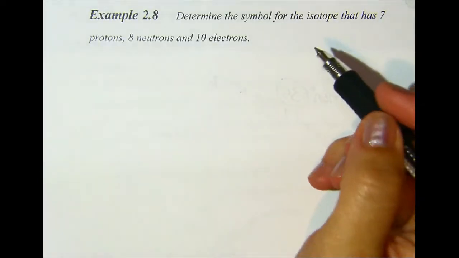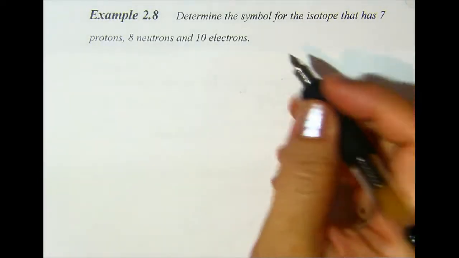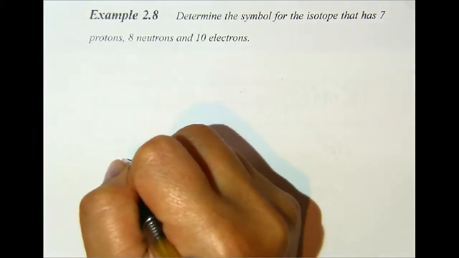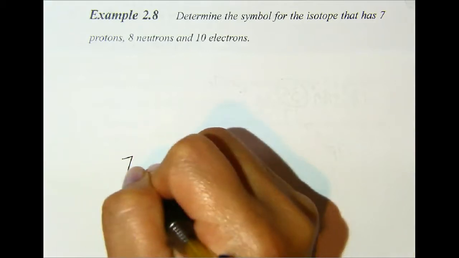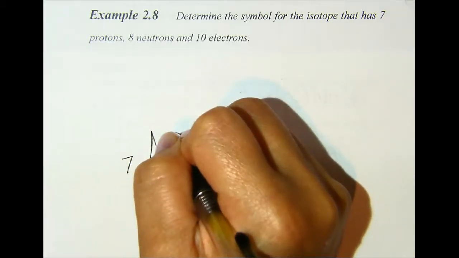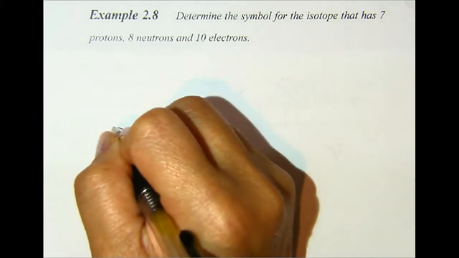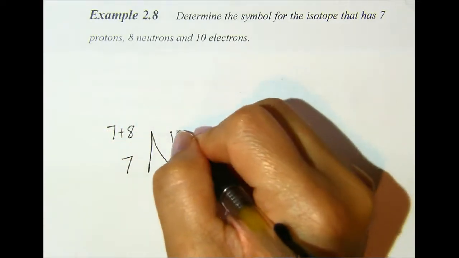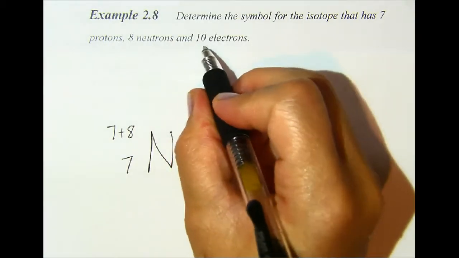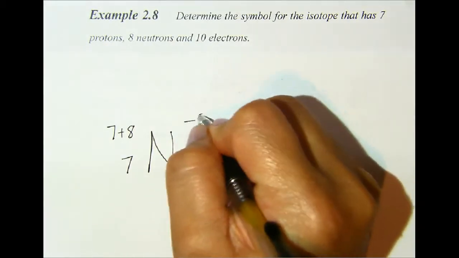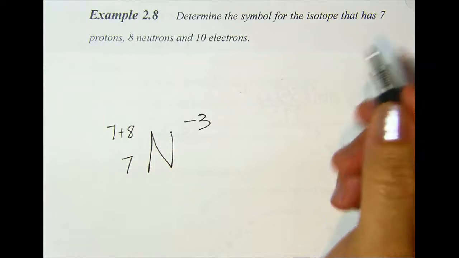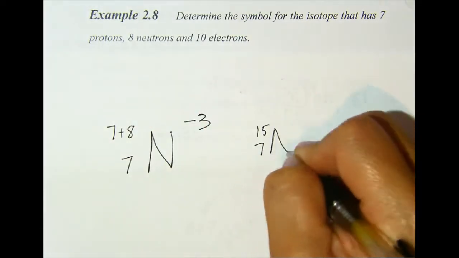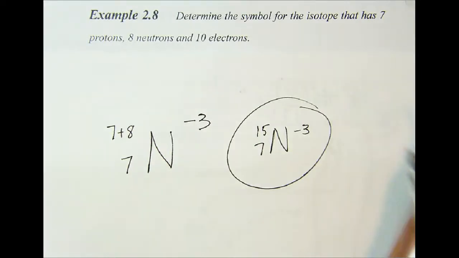Example 2.8. Determine the symbol for the isotope that has 7 protons, 8 neutrons, and 10 electrons. So first of all, we put our protons here, and we look on the periodic table and find that that's the symbol for nitrogen. Then here, you're going to do the protons plus the neutrons, which is equal to 15. And then up here, there are 3 more electrons than there are protons, so we must have a -3 charge. And so the symbol will actually be 15/7 N, -3.